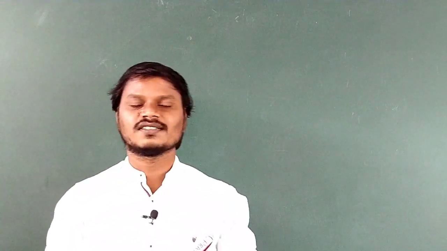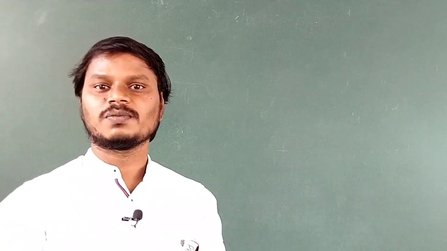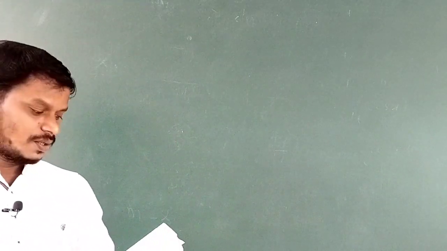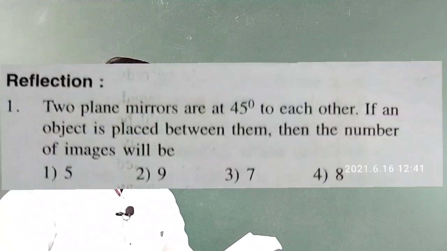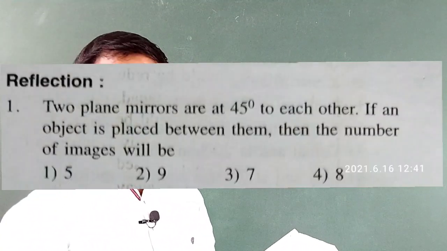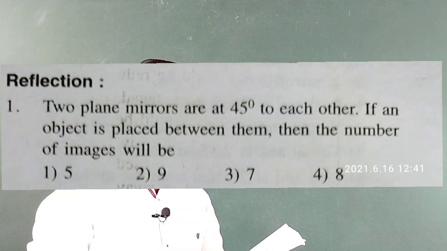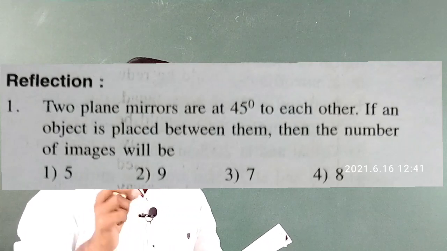Good evening, students. In today's class, we will solve some questions related to the reflection of light by plane mirror. So, what is the first question here? Question number 1. Two plane mirrors at 45 degree to each other. If an object is placed between them, then the number of images will be.